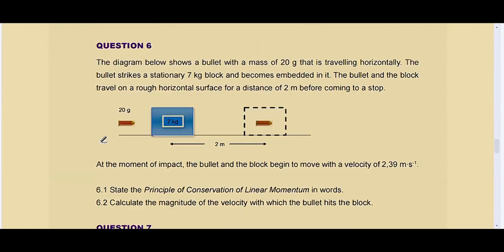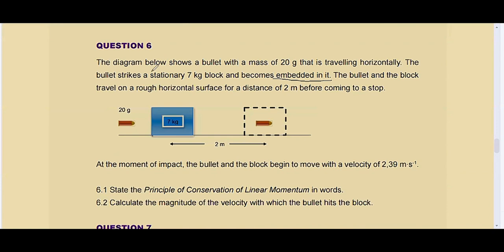Okay, so we have question 6 here. It says the diagram below shows a bullet with a mass of 20 grams that is traveling horizontally. The bullet strikes a stationary 7 kg block and becomes embedded in it. The bullet and the block travel on a rough horizontal surface for a distance of 2 meters before coming to a stop. Now you saw some of the keywords.